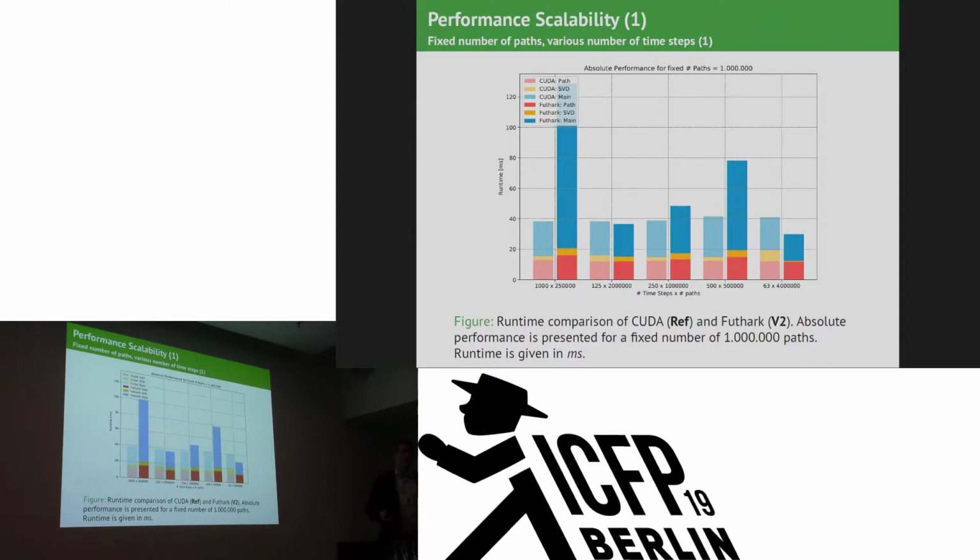Which is interesting, because this is code which is first done by specialists, who have all the knowledge they should, and second of all, it's auto-generated. So Futhark is smart enough to compile to code that is actually faster than hand-tuned code. In cases where we have lots of parallelism on the level of paths, we actually beat CUDA.